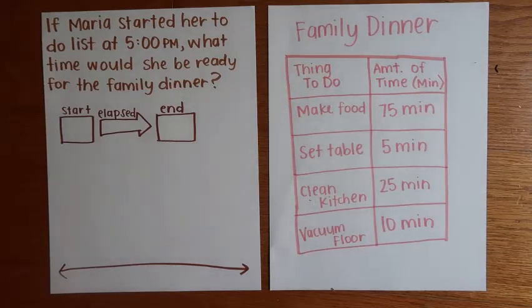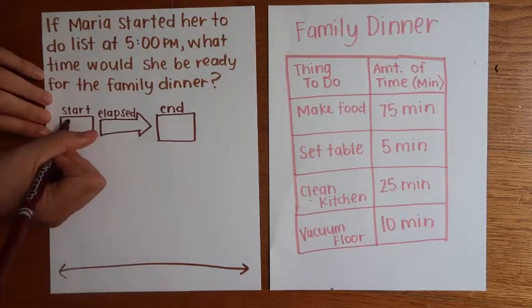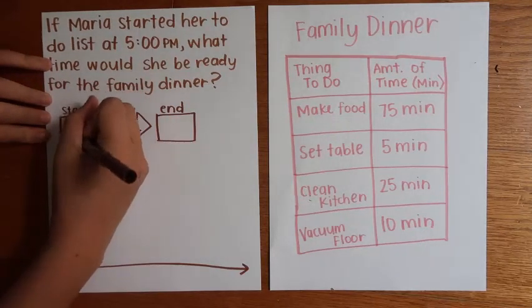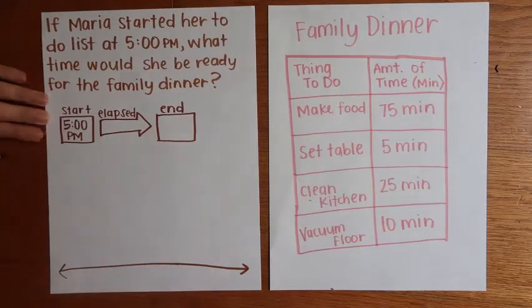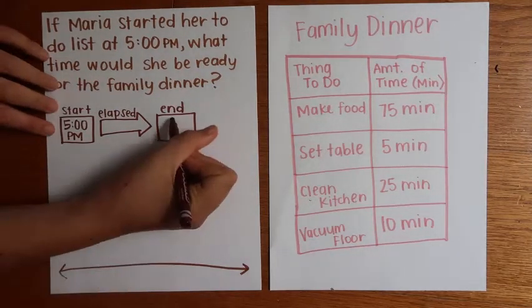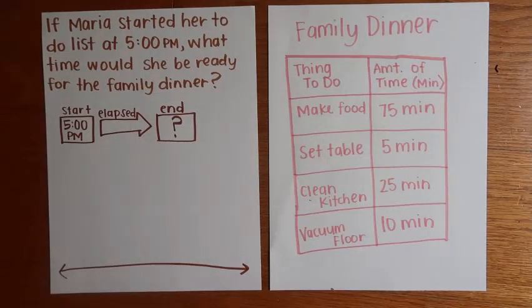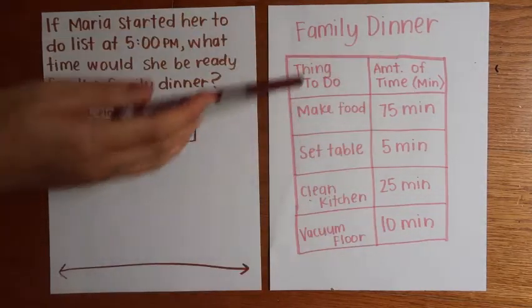All right. So that chart is going to be used in the problem, and I'm going to read it again now, and I'm going to fill in this as I learn things. It says, if Maria started her to-do list at 5:00 p.m., so we know the start time is 5:00 p.m. What time would she be ready for the family dinner? So that is implying that we do not know our end time yet. We don't know what time she's going to be completely done with her to-do list. And so the elapsed time is actually going to be given to us through this table.